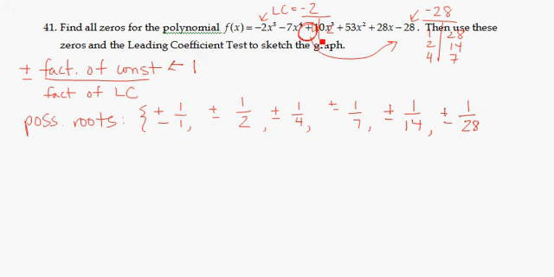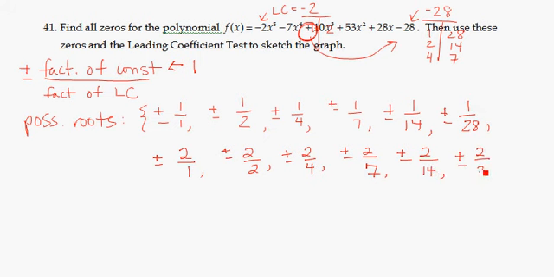also have the constant term's factor of 2. So we have all these same ones with plus or minus, now we've got 2 over 1, plus or minus 2 over 2, plus or minus 2 over 4, plus or minus 2 over 7, plus or minus 2 over 14, and finally plus or minus 2 over 28.